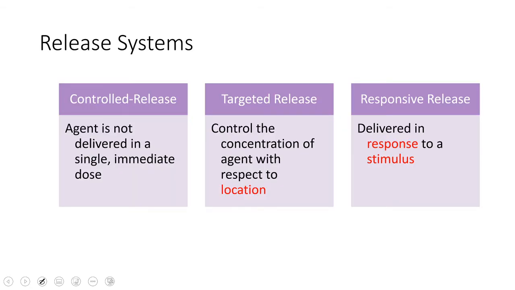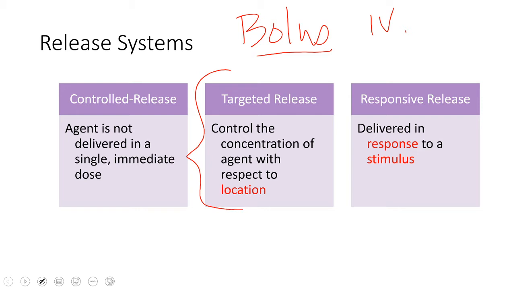And so there are three main release systems, if you don't consider the bolus, which is just a one-time big dose, let it drop off slowly. An example of a bolus would be an IV injection. In a controlled release system, the agent is not delivered in a single immediate dose, and these are all considered controlled release. What differs targeted release from controlled release is that in targeted release, you are controlling the concentration of your agent with respect to the location.